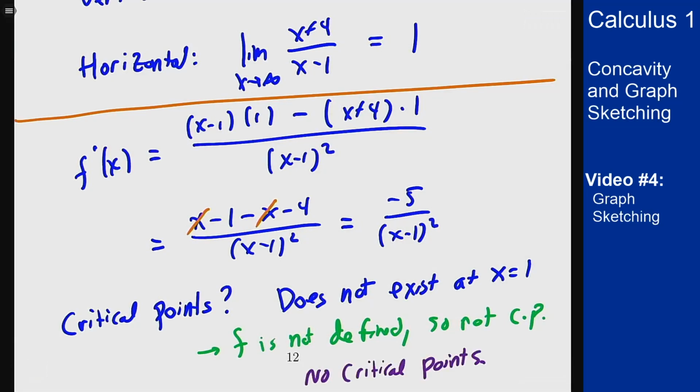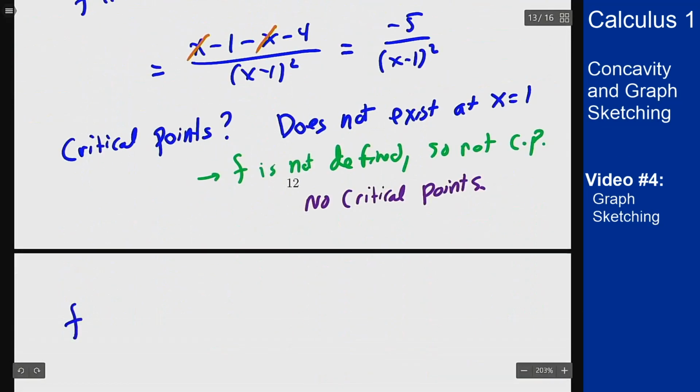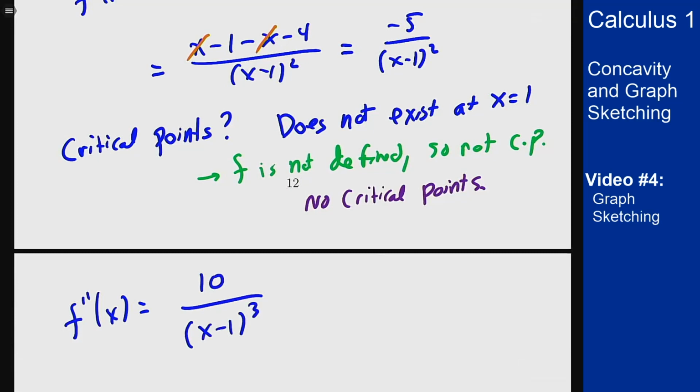Now we can look at the second derivative. So our first derivative was negative 5 over x minus 1 squared. That means our second derivative is going to be 10 over x minus 1 cubed. So I get a minus 2 that goes up top to give me a 10, and then have a minus 3 there on the bottom.